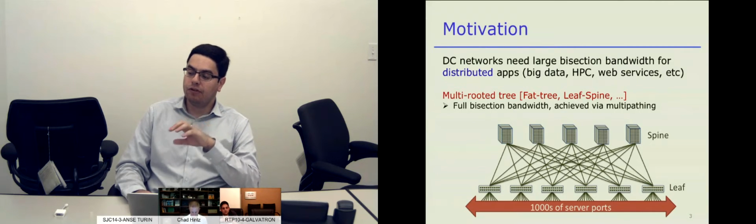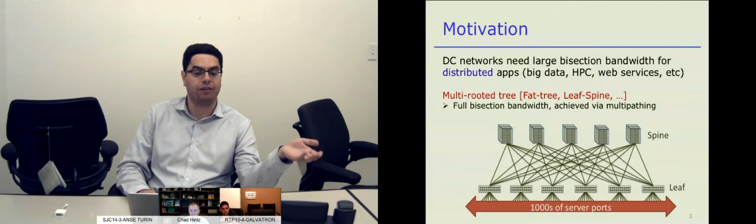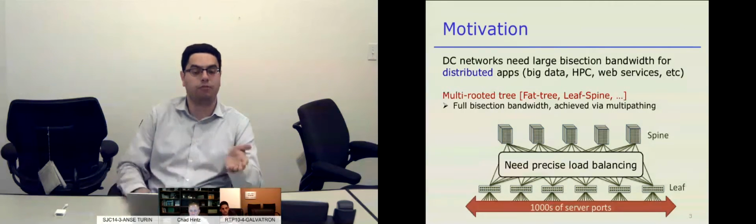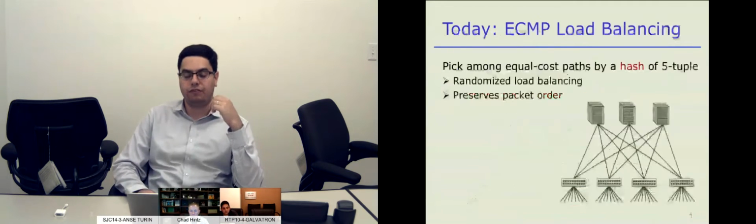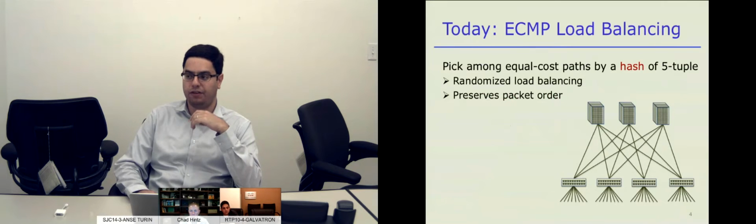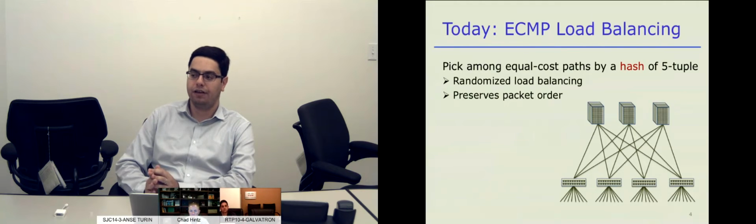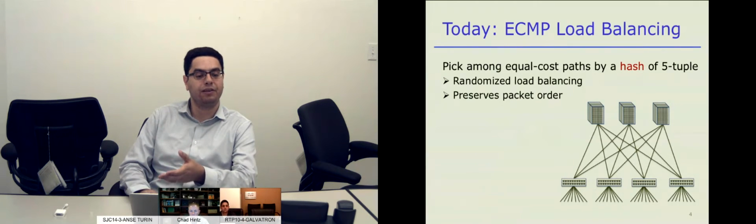Now, this only works if you're actually able to load balance your traffic across all these available paths to make use of the extra bandwidth. So to really make this design work well, you need to solve a load balancing problem, which is basically distributing traffic across these different paths. And the way that people do this today, throughout the industry, is what's called equal-cost multipathing, or ECMP load balancing, which is a very simple scheme. It basically tries to emulate a randomized load balancing mechanism.